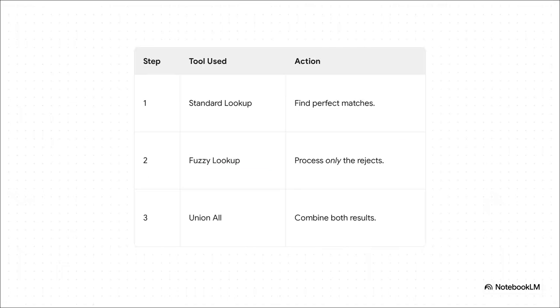And this table shows you the perfect workflow. First, you run everything through this super fast standard lookup. Let it catch all the easy, perfect matches, like those first 125 workers. Second, you take only the rejects from that first step and send them to the fuzzy lookup. Finally, you just bring the clean results from both streams back together.